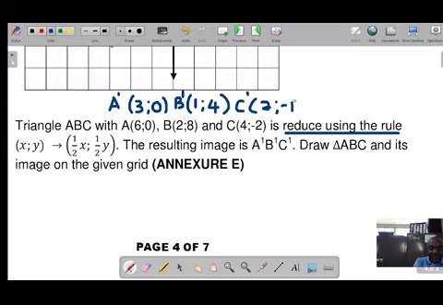Okay, so now because our annexure is on the last page, these coordinates for the image are going to be drawn, and then those for the object are going to be drawn as well. Then we join them to get our what? To get our triangle, that is triangle ABC and triangle A prime, B prime and C prime. Somebody can say, but sir, why don't you draw it right now? Okay, no problem. Now our coordinates, we have what? 6 is to 0, 2 is to 8, 4 is to negative 2.